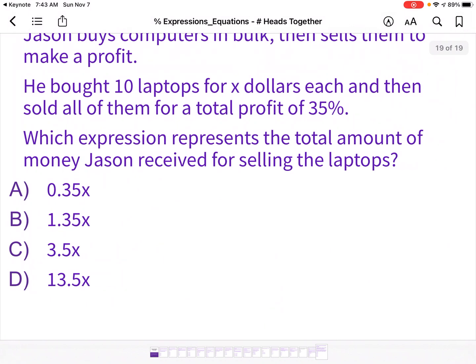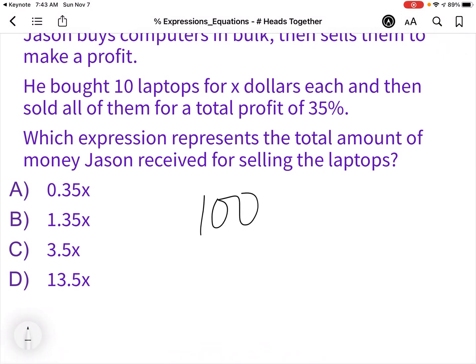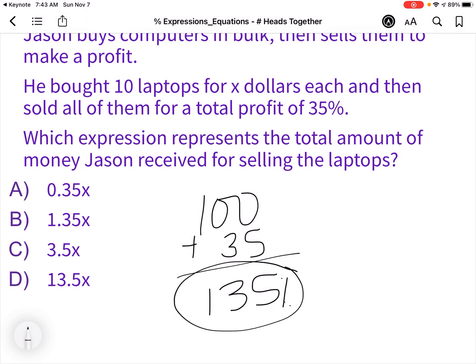Jason buys computers in bulk. He sells them to make a profit. He bought 10 laptops for X dollars each and then sold them all for a total profit of 35%. Which expression represents the total amount of money he received for selling the laptops? So he bought them and then he marks them up 35%. So that's 135. He's not going to sell them for 35% of what he paid for them. He's going to sell them for 135%. So that's 1.35, which is B.